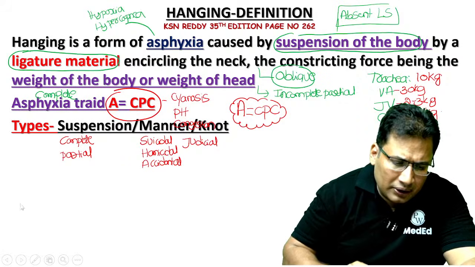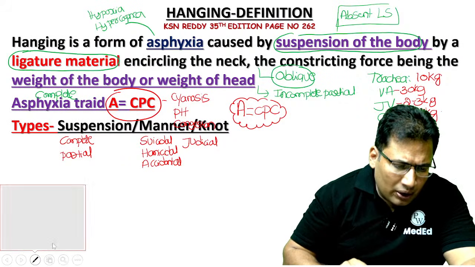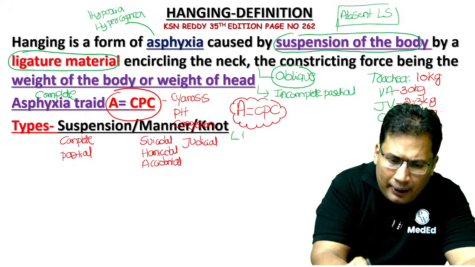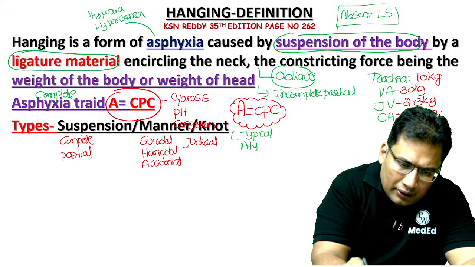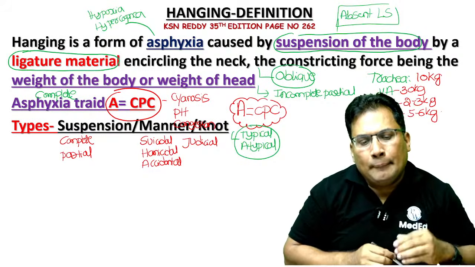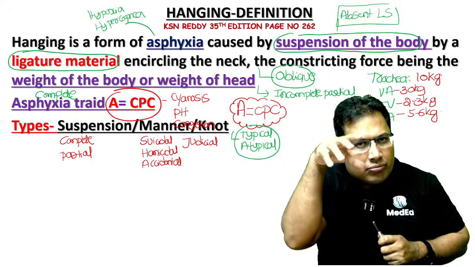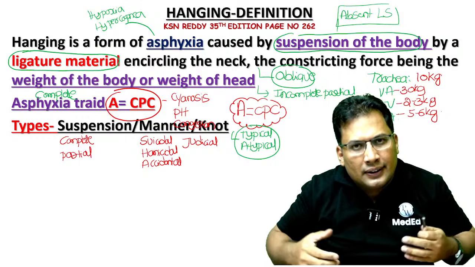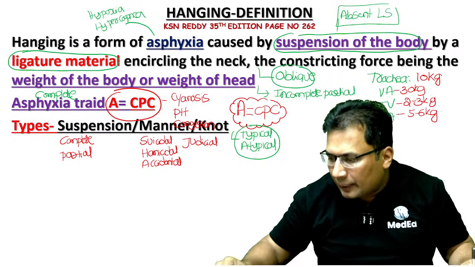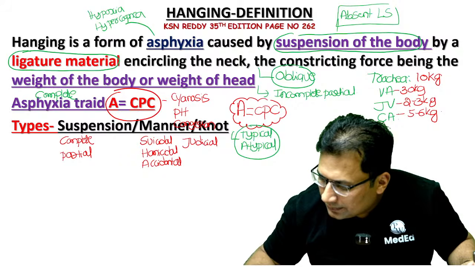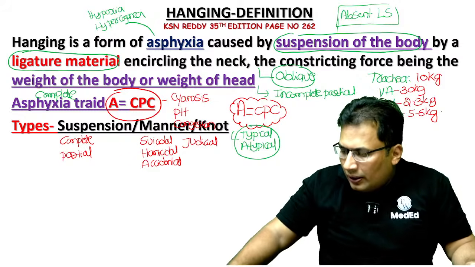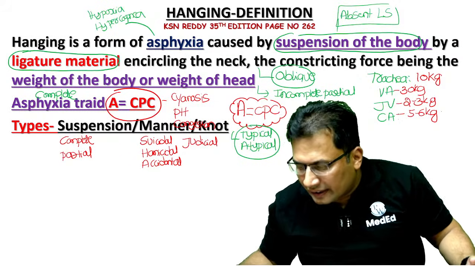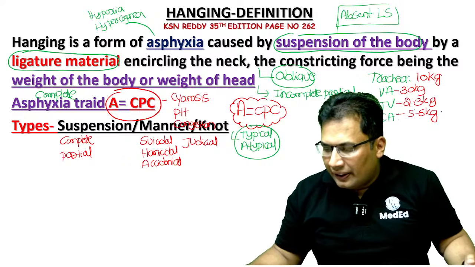Based on the knot, it is classified into typical hanging, atypical hanging. Can anyone try what is typical hanging? Typical hanging, what is that? Try. Let's make it interactive. Okay, Kushal Patil, Akash KS, Ranjan, Rajesh, Darshan.